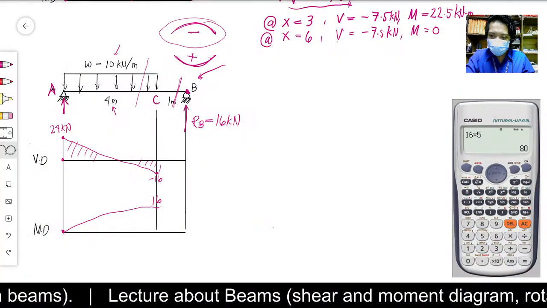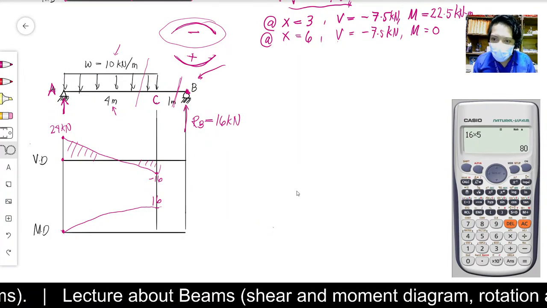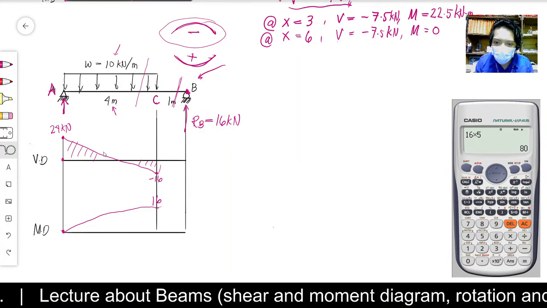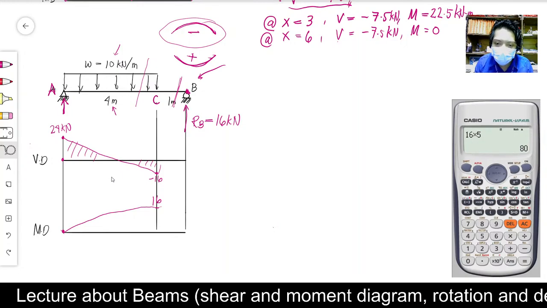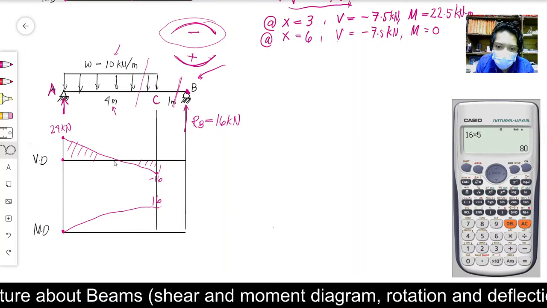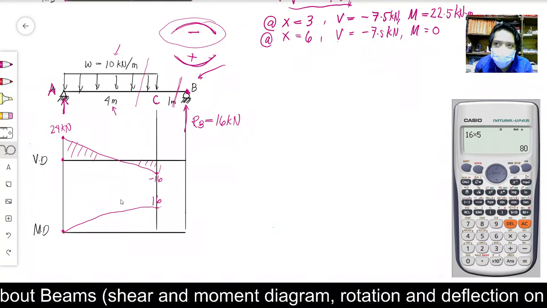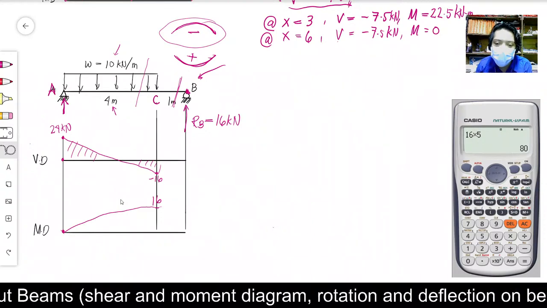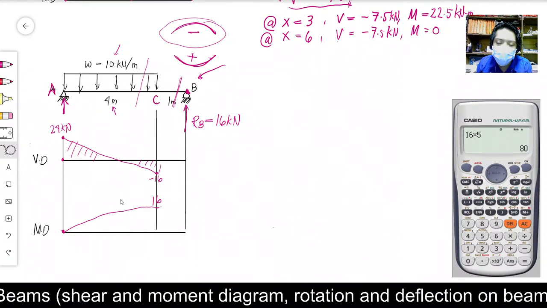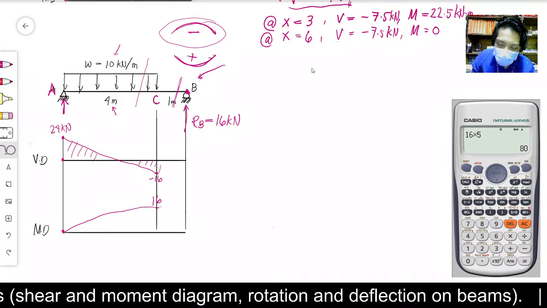Okay, something's wrong with my solution. I forgot that when the shear is zero, right here at this point, supposedly that is where the maximum moment is. So, let me rewrite again the shear and moment equation.